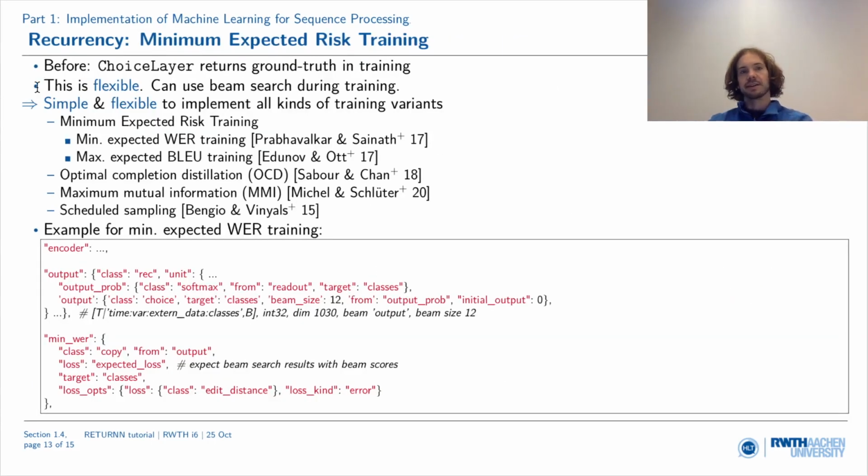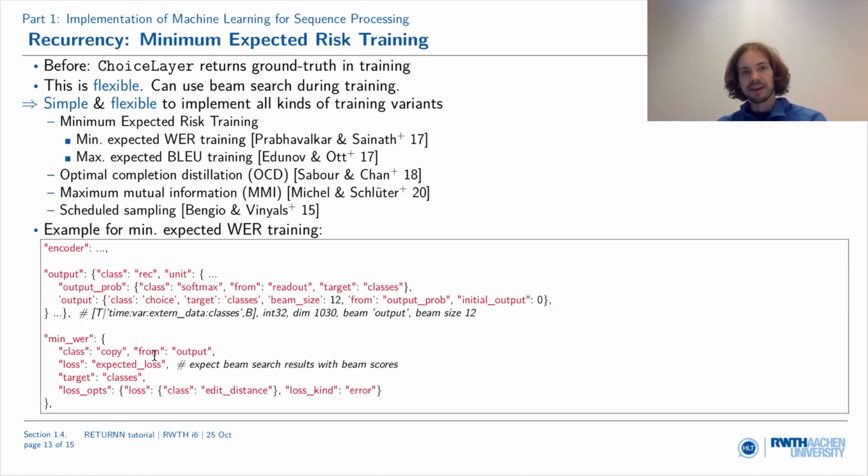Another aspect is something like sequence training, minimum expected risk training. Before, the choice layer in training returned the ground truth, but you can, of course, make this flexible. You can also use beam search during training to implement something like this. This is a simple and flexible way to implement all kinds of variants like minimum expected word error rate training, maximum expected BLEU training, also optimal completion distillation, and so on, scheduled sampling.